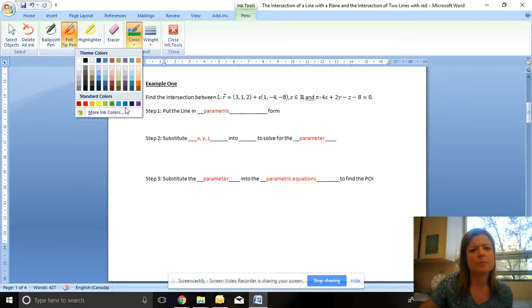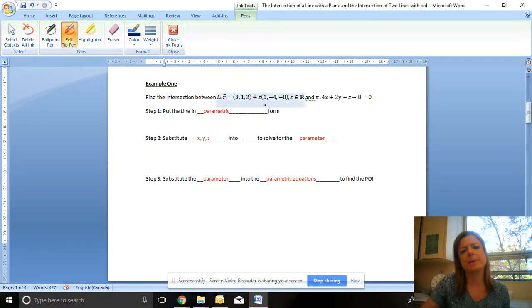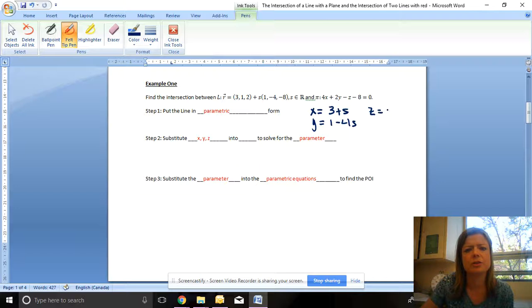So in this one, we have our line. Notice it's in vector form, and our plane is in Cartesian form. So we're going to put the line into its parametric form, so splitting up the x, y, and z. So x is equal to 3 plus s, y is equal to 1 minus 4s, and z is equal to 2 minus 8s. Make it look like a z, not a 2.